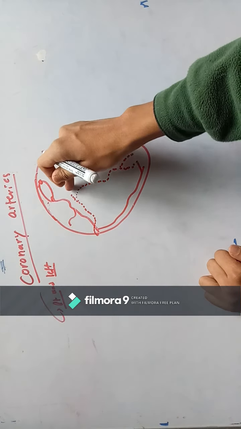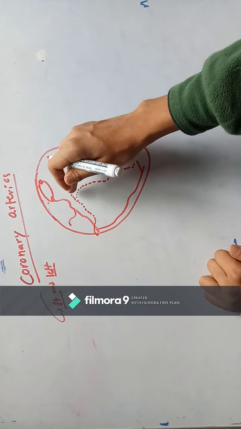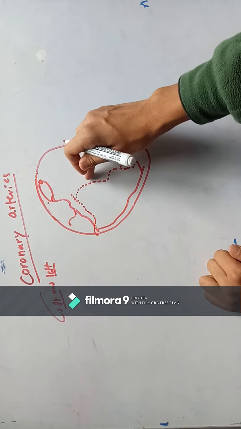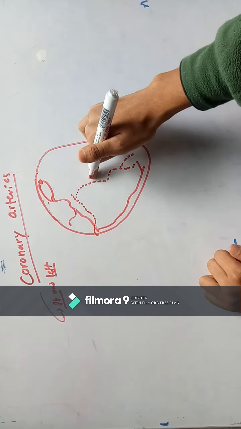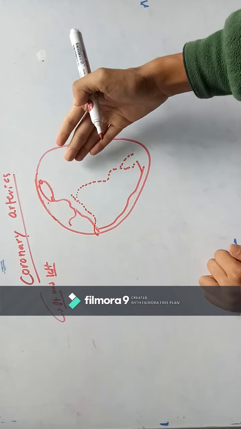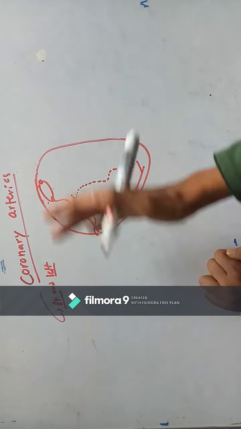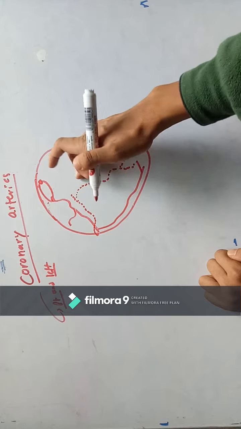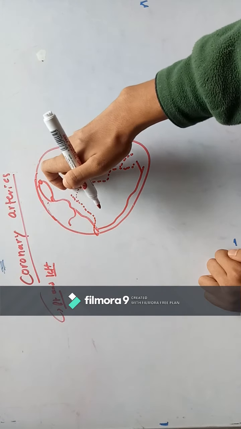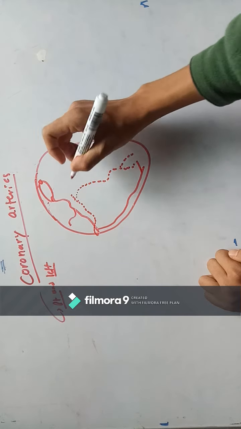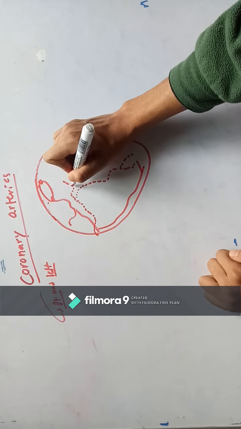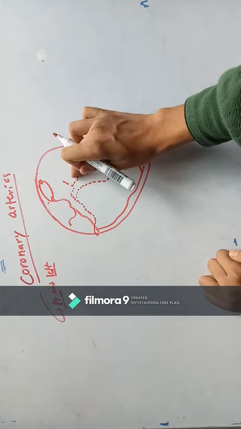So as the name suggests, the right posterior interventricular branch goes towards the posterior interventricular groove. So what is the interventricular groove? I mentioned it in my previous video. It goes towards the posterior part of the heart along the interventricular groove. So this is the posterior interventricular branch, and then at last it ends at the crux of the heart.